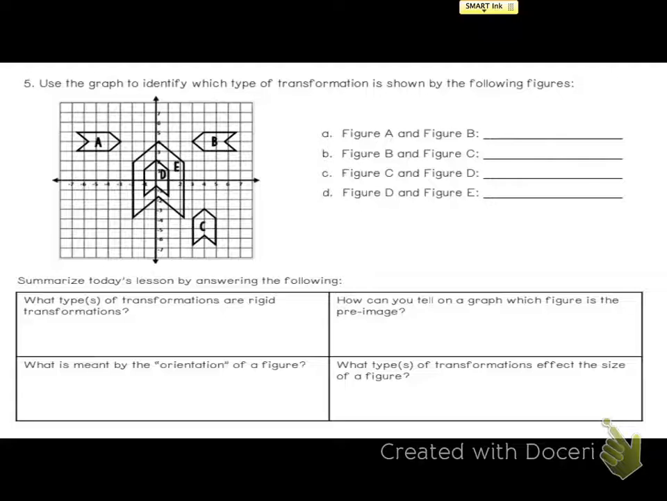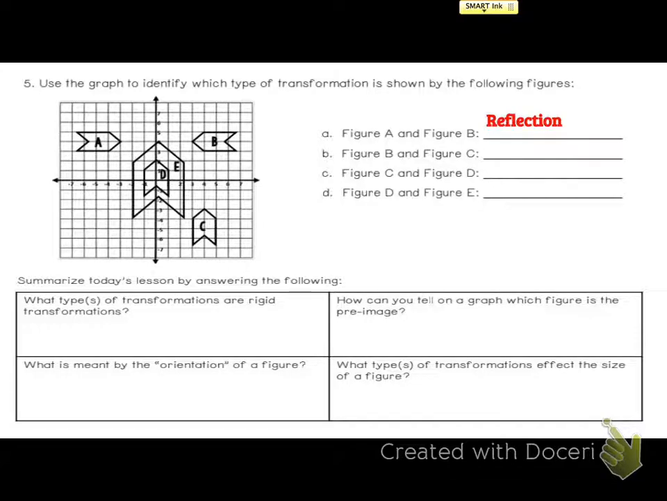So we're going to use the graph to identify which type of transformation is shown by the following figures. So we want to look at figure A and then look at figure B. What happened from figure A to figure B? So figure A to figure B is a reflection.